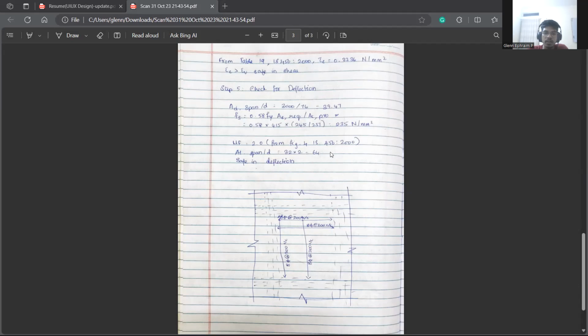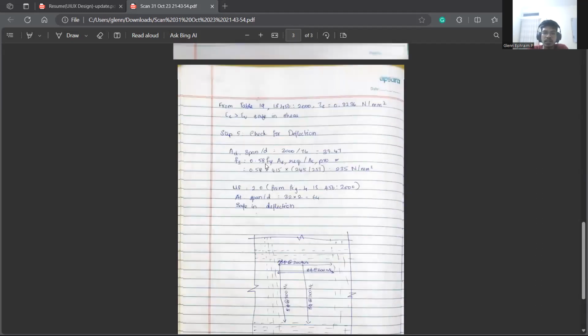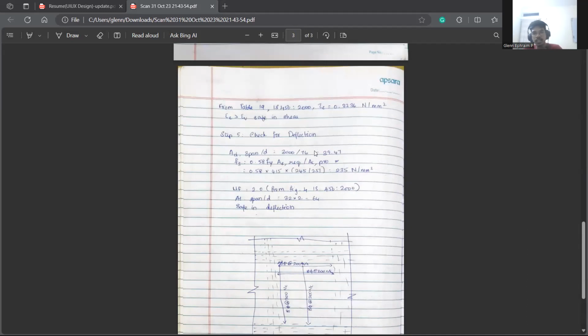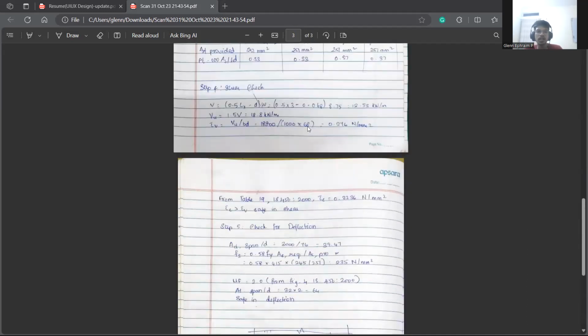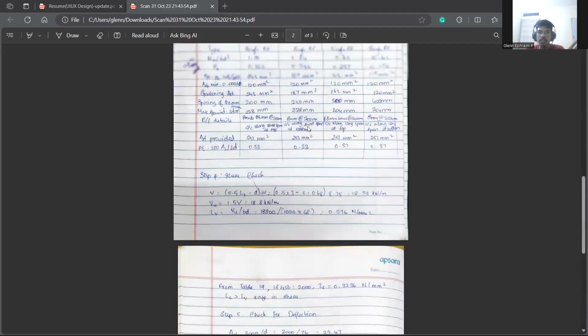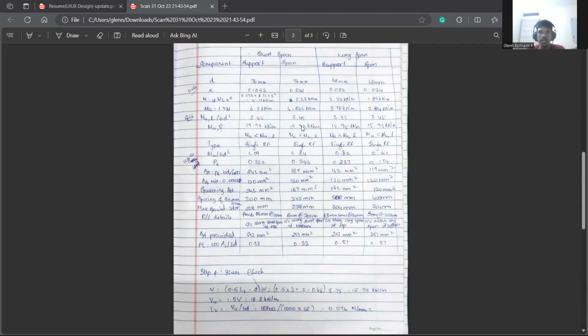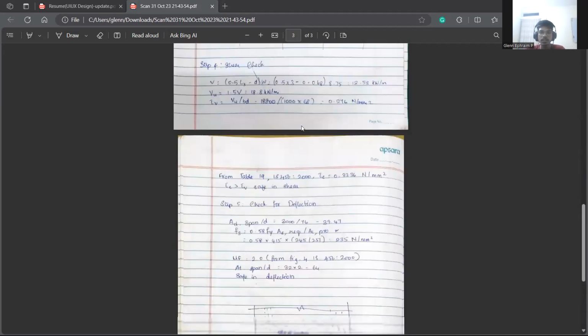There will be a graph. In the graph, we understand where the point gets plotted, and between the point and the curve which is already there in the graph, we get the modification factor value. So at span by d, we get the value, and we can declare that the design is safe in deflection. Since it is safe in deflection and safe in shear, we can say this design is good and we can proceed to execute the design in real-world circumstances.